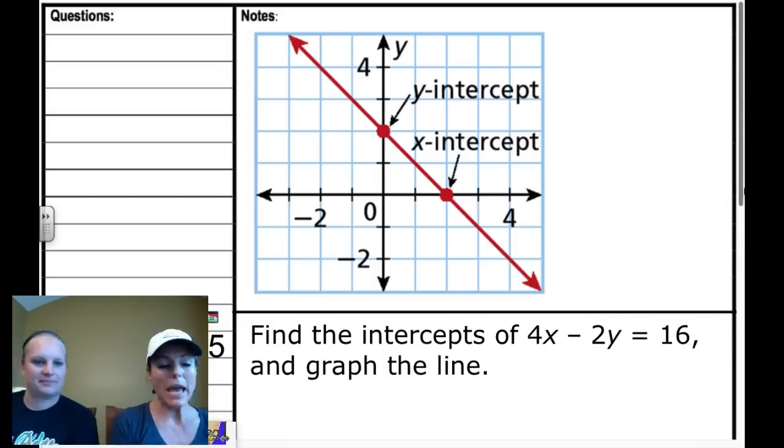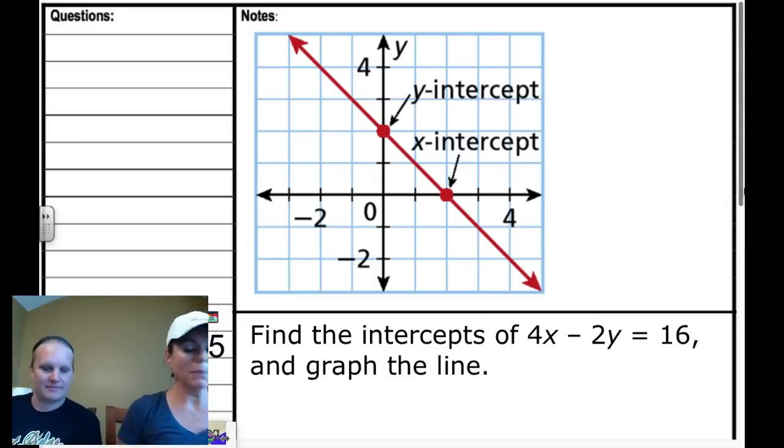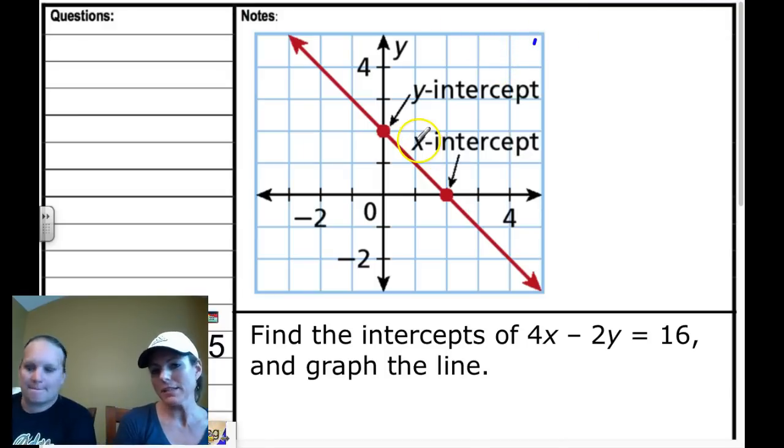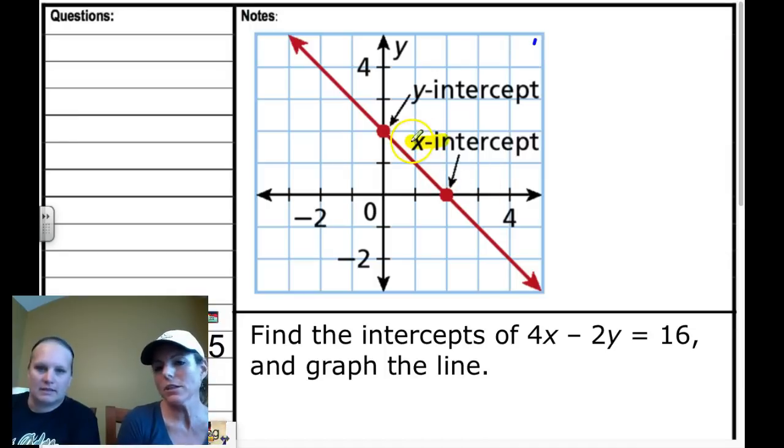We're going to talk about x-intercepts and y-intercepts. Basically, what that means is, if we look at, for example, the x-intercept, what is that point? Let's write the point. I noticed we go over 2, but we don't go up or down. So 2, 0.